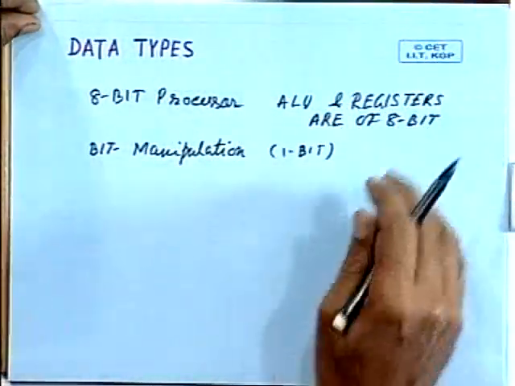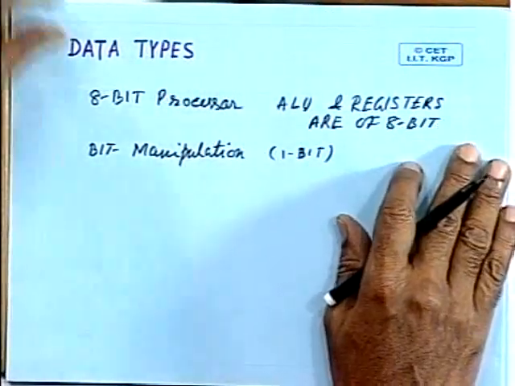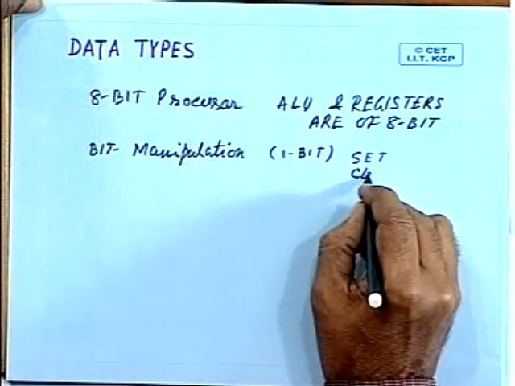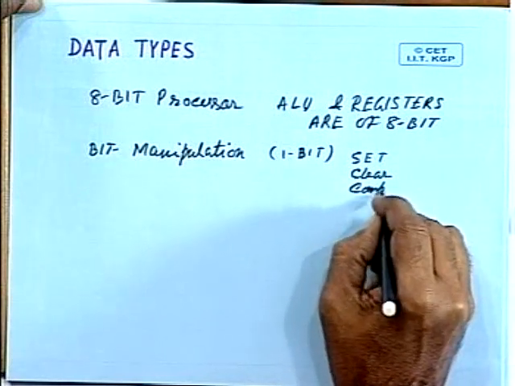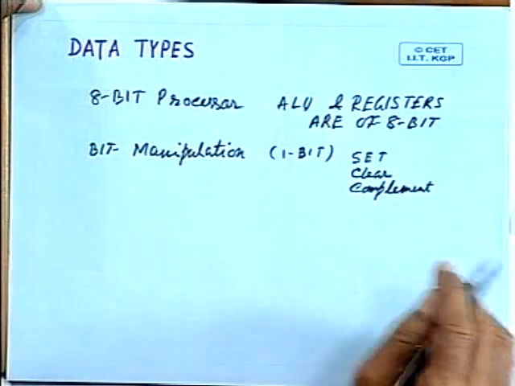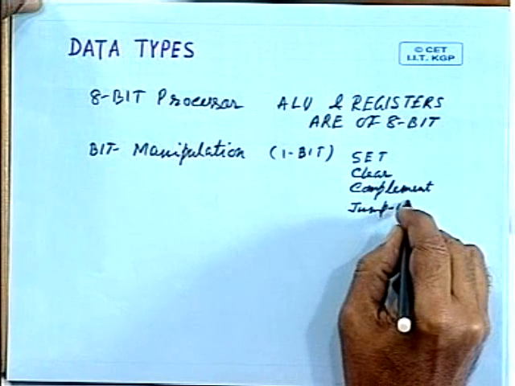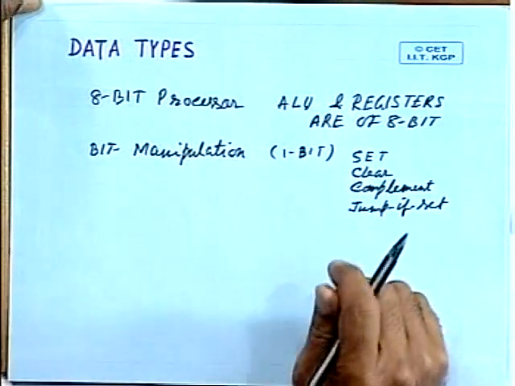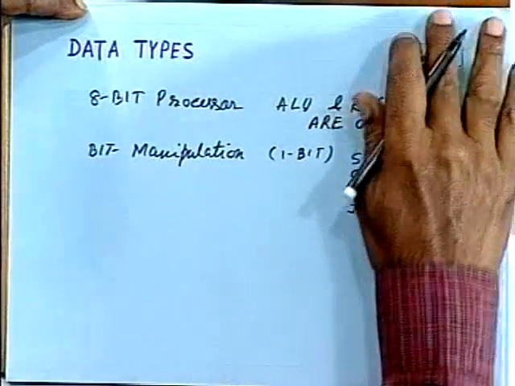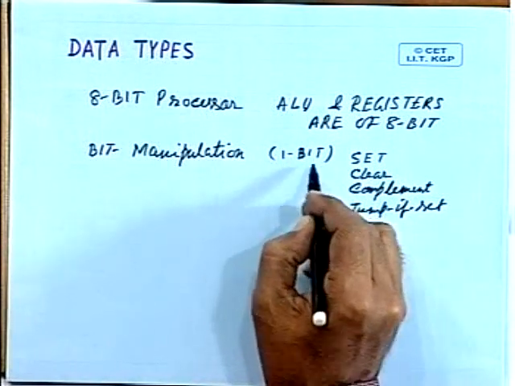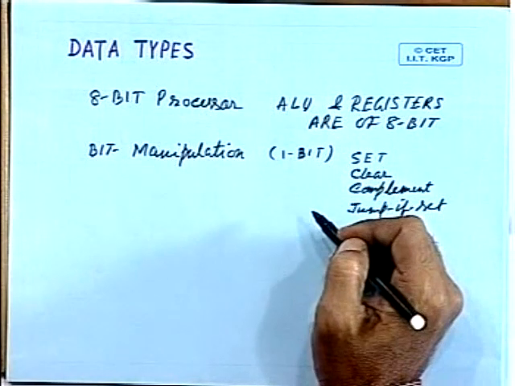bit addressable. And the various types of bit manipulations that can be done are, for example, you can perform set, clear, complement, and also various types of decisions can be taken, like jump if clear, jump if set, and so on. We shall later on discuss it, and I have mentioned it in my last lecture. So it can support the 1-bit data type, and a number of instructions are available which operate on a subset of the internal data RAM and also a subset of the special function registers.